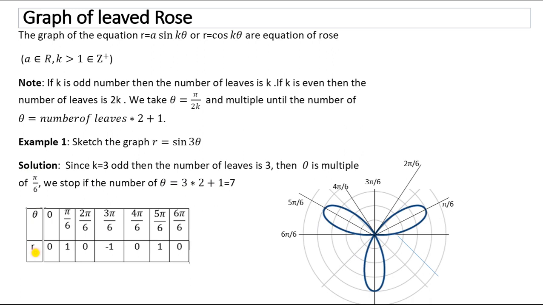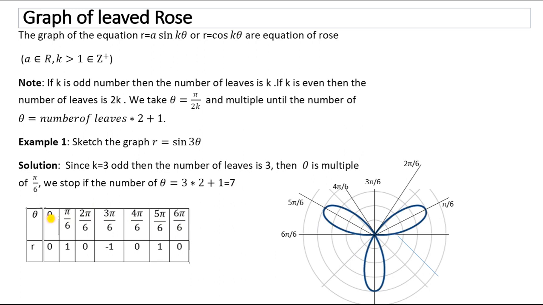Theta, how much? Theta I start always at theta 0, then pi over 6, then multiples. Theta 0, theta pi over 6, 2 pi over 6, 3 pi over 6, 4 pi over 6, 5 pi over 6, 6 pi over 6. I stop at 6 pi over 6 because the number of theta is 1, 2, 3, 4, 5, 6, 7. The number of theta must be 7.